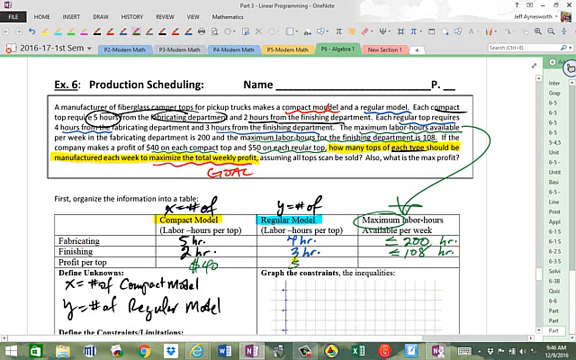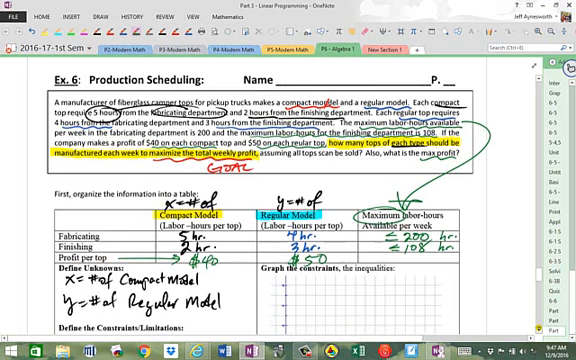So the big question is what's the max profit and how many of each model do you produce to maximize your profit? How do you do that? All right, so let's interpret the table into a system and solve the system.